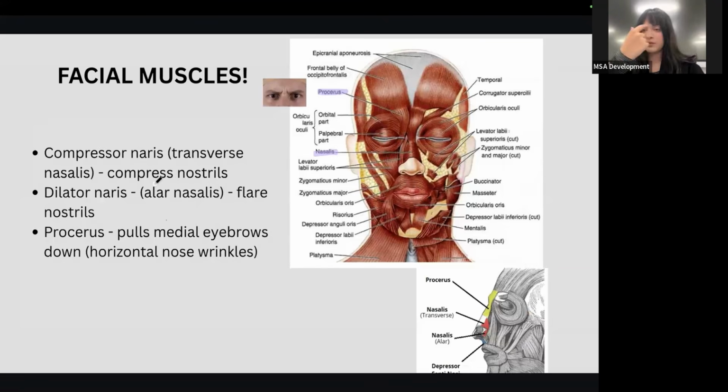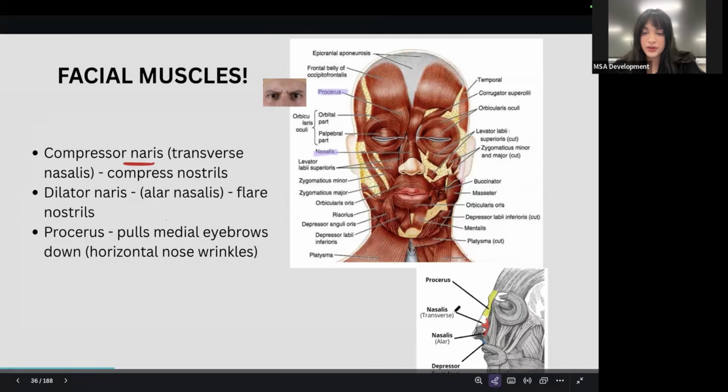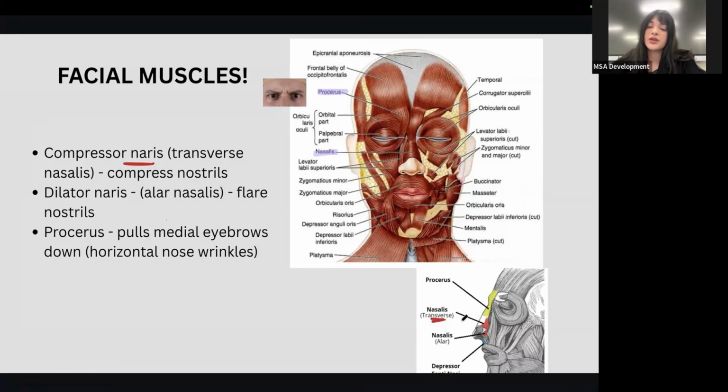All right, so then we move on to the muscles of the nose. You have the compressor naris, which is part of the nasalis muscle. As you can see in the bottom picture over here, this is the compressor naris, part of the transverse nasalis, and it compresses the nostrils. Dilator naris dilates the nostrils. This is the alar nasalis part. And then the procerus pulls the medial eyebrows down. Procerus is over here. It's going to pull the medial eyebrows down, and it's going to cause horizontal nose wrinkles.